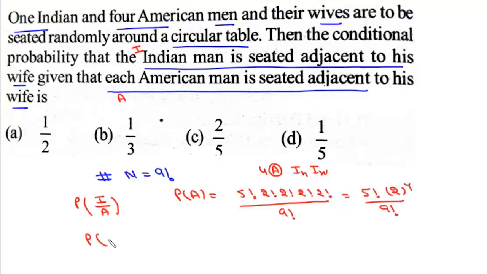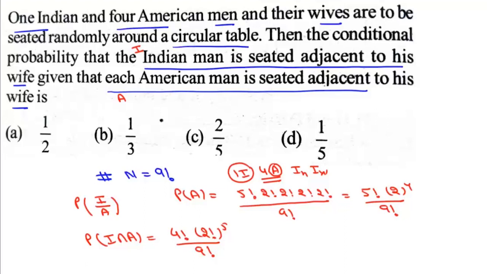Now we'll find the probability of I intersection A. Now in I intersection A, along with the 4 American couples, the Indian couple is also together. So now we have 5 objects which can be arranged in factorial 4 ways, and then these 5 couples can be arranged in factorial 2 to the power 5 ways, divided by factorial 9.